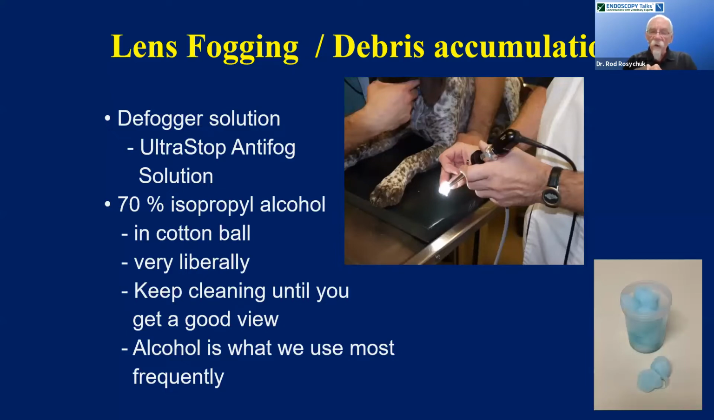cleaning our scope tip. And if I get into an ear and I find that it is foggy at all, I never go any further. Basically come right out again, clean that tip with liberal amounts of alcohol, and then back in the ear again. And once again, if it's foggy, I'll just come out and keep doing that until I get a good clear view. The advantage of alcohol as well is obviously its antimicrobial capabilities.